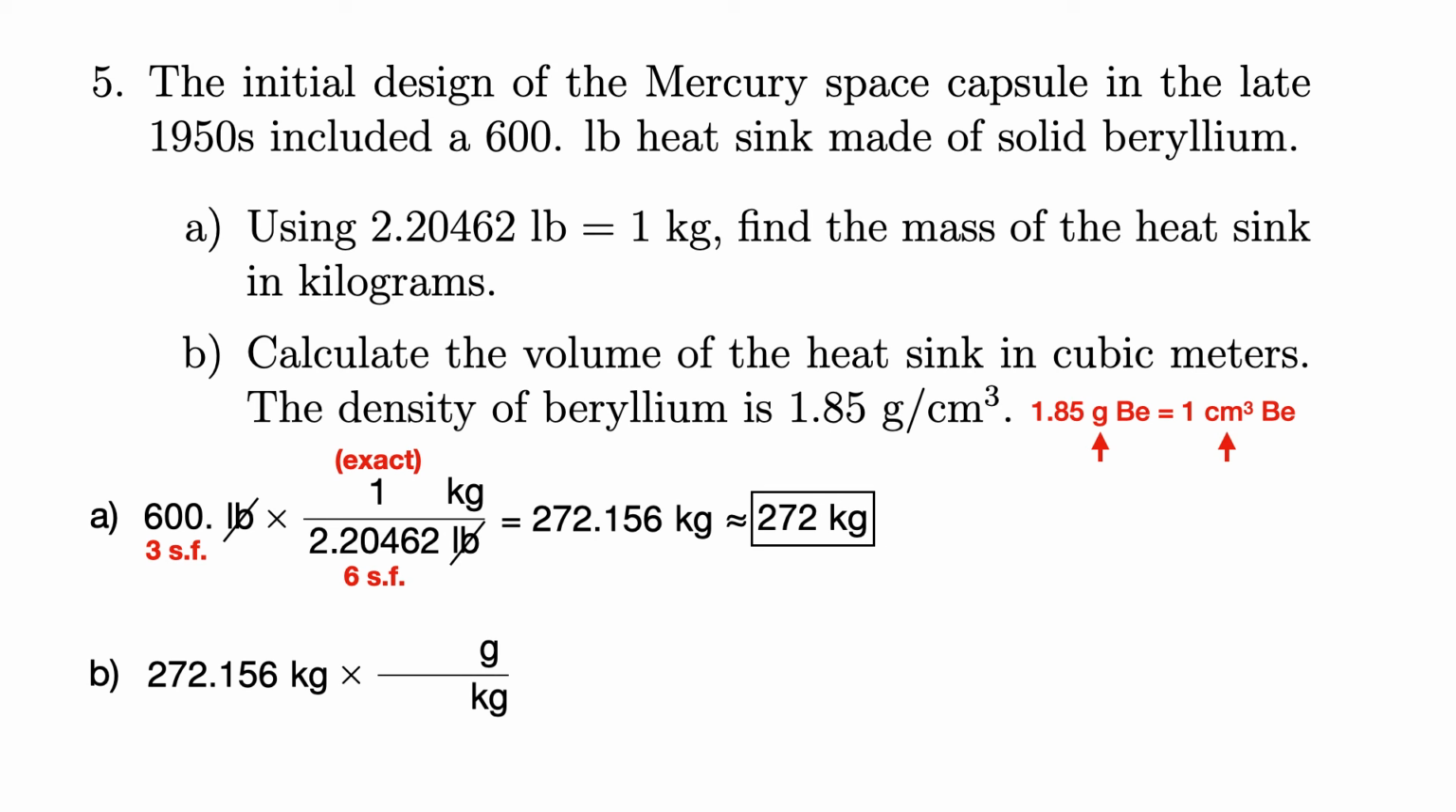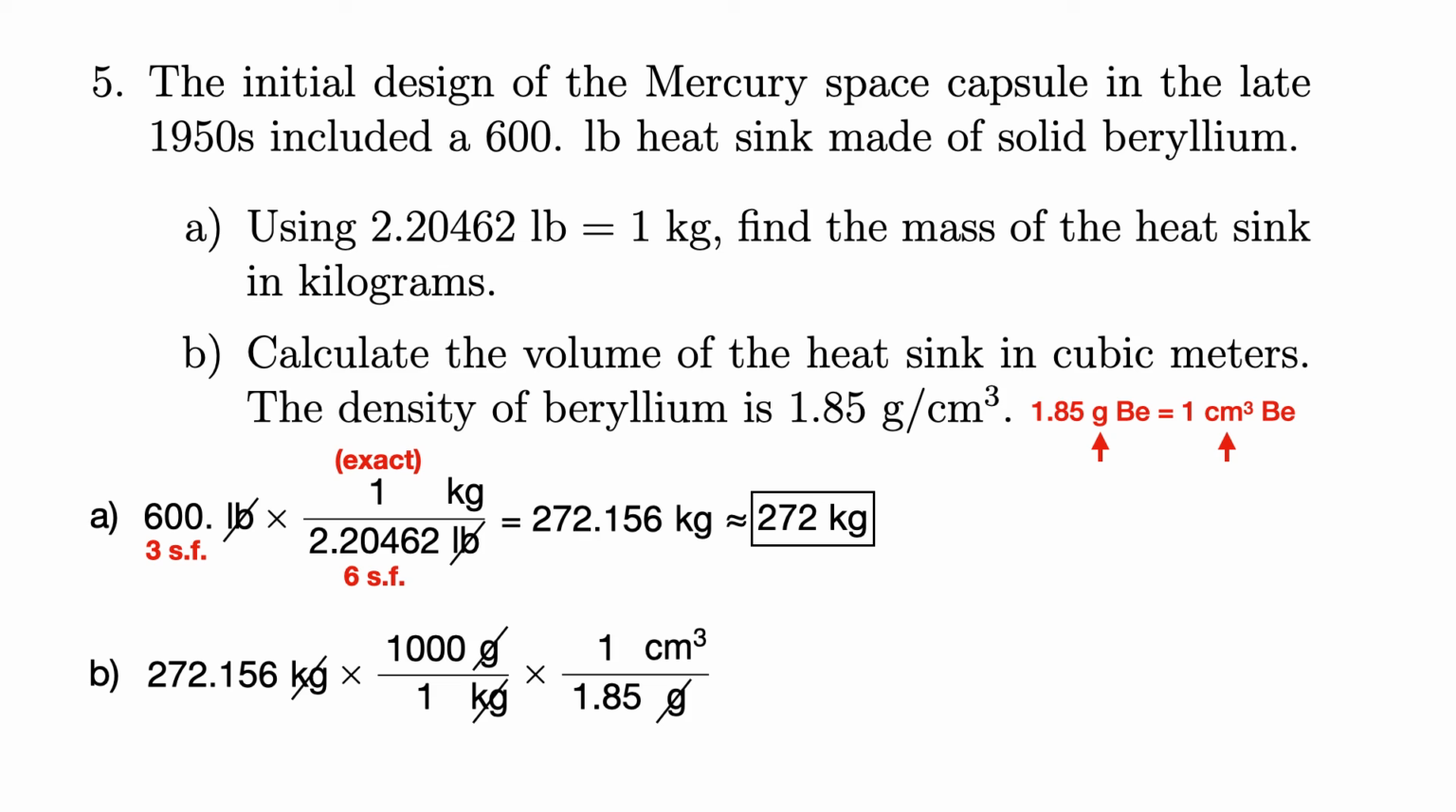And we do that knowing that 1 kilogram is 1,000 grams. So now the kilograms will cancel. And then I want to convert from grams to cubic centimeters using the density that I've got. And specifically, we were told that 1.85 grams is equal to 1 cubic centimeter. So now our grams will cancel.